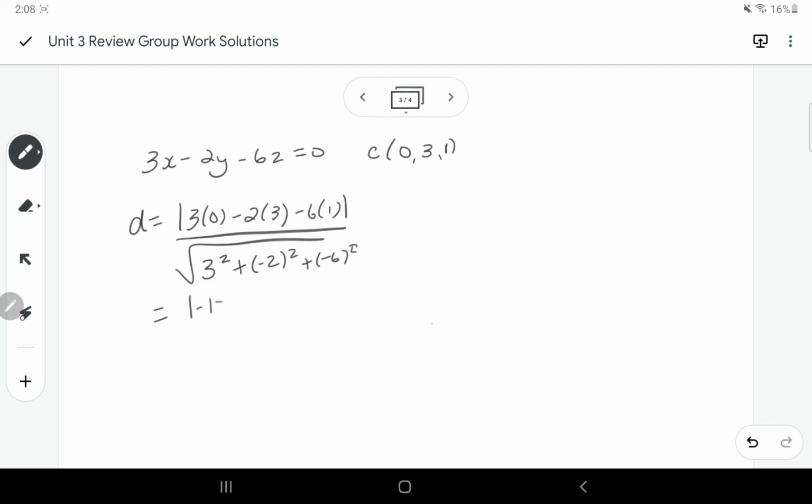So here we get the absolute value of negative 12 over the square root of 49, which actually works out nice. And remember, distance is always positive, so the distance is 12 over 7.